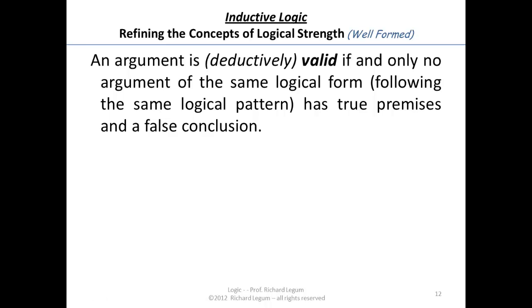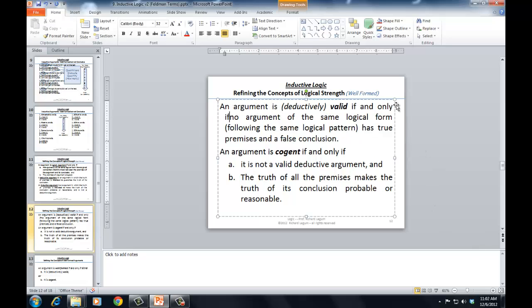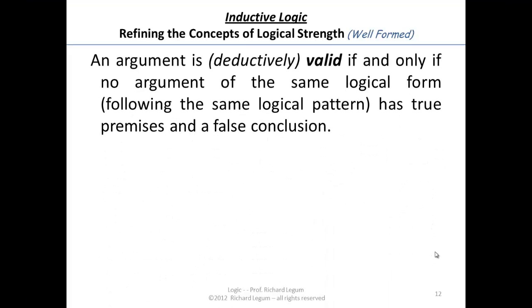So just to make it clear, up till now, when we were worried about logical strength, which Feldman calls well-formed, an argument's deductively valid if and only if no argument of the same logical form, following the same logical pattern, has true premises and a false conclusion. Okay, and it's impossible for there to be such an argument.